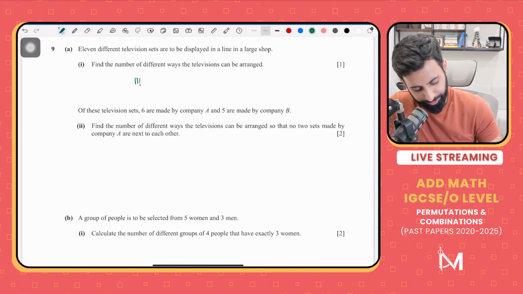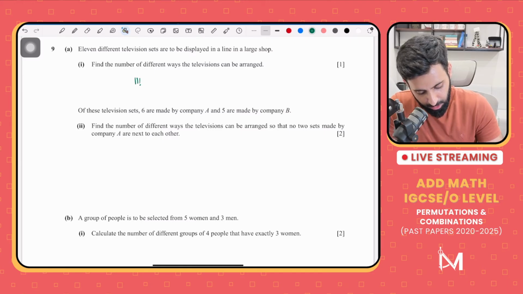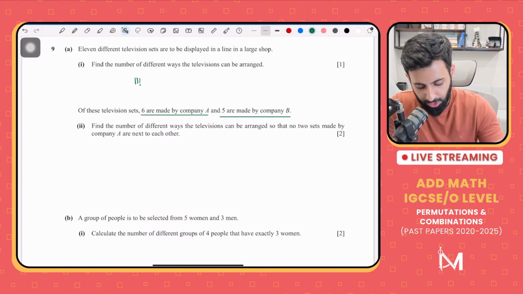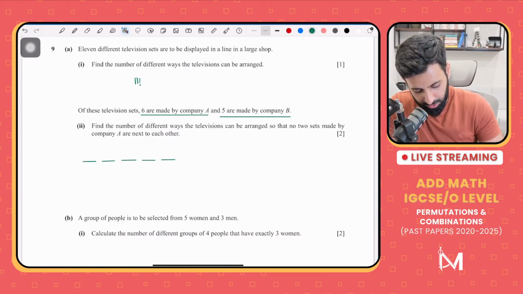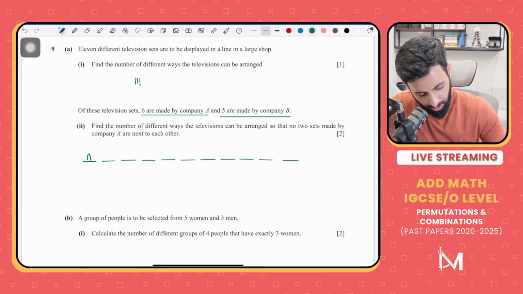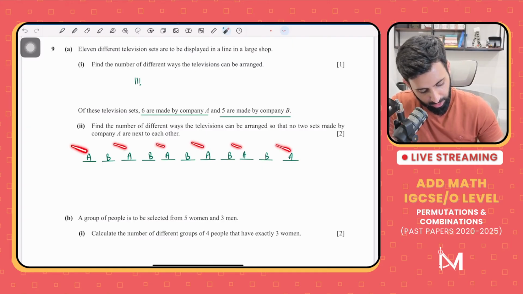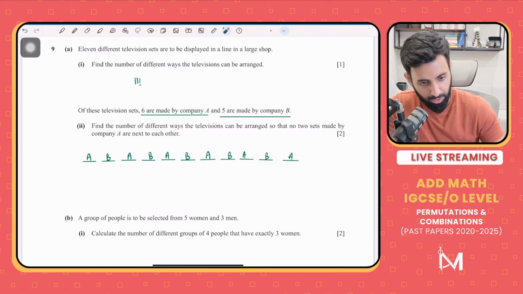Okay, no two sets made by company A are next to each other. Okay, this is a one-of-a-kind question. So here's how we solve these questions. Now, notice that there are 6 by company A and 5 by company B. So no two sets made by company A can be next to each other. Okay? So here's what you can do. You can put them in alternate positions. Okay? You can do it like that. 1, 2, 3, 4, 5, 6, 7, 8, 9, 10, 11. So you can do it like this: A, B, A, B, A, B, A, B, A, B, A. Okay, let's see if we have 6 of A, 1, 2, 3, 4, 5, 6. And we have 1, 2, 3, 4, 5 of B. There you go.